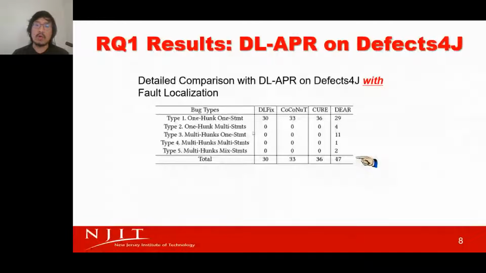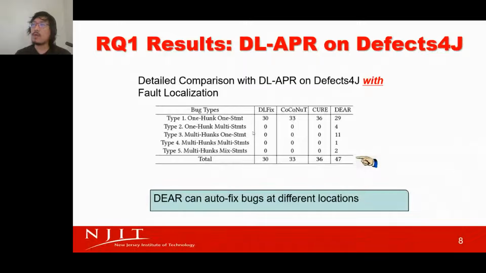We want to show whether DEER can indeed fix some multi-hunk and multi-statement bugs. From this table, you can see that compared with the top 3 performing deep learning-based APR tools, we can actually fix bugs in different locations. For example, multi-hunks with one statement, or multi-hunks with multiple statements, or even mixed. So we can conclude that DEER can auto-fix bugs at different locations.